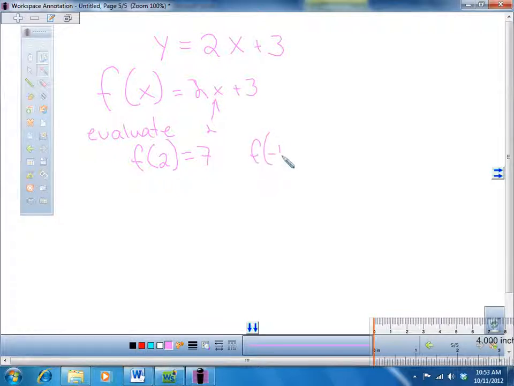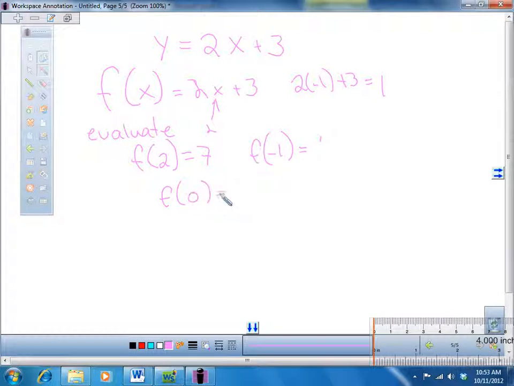F of negative 1, can you tell me what that is? What's f of negative 1? When I plug in negative 1, what do I get out, Britt? 2 times negative 1 is negative 2 plus 3 is? What do I get out? 2 times negative 1 plus 3. What do I get out? 1. Positive 1. Okay? What's f of 0?